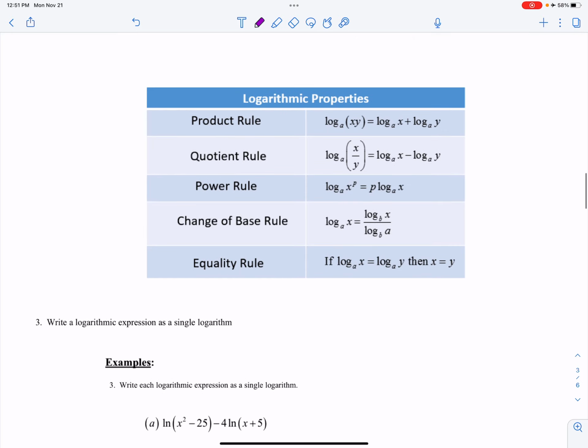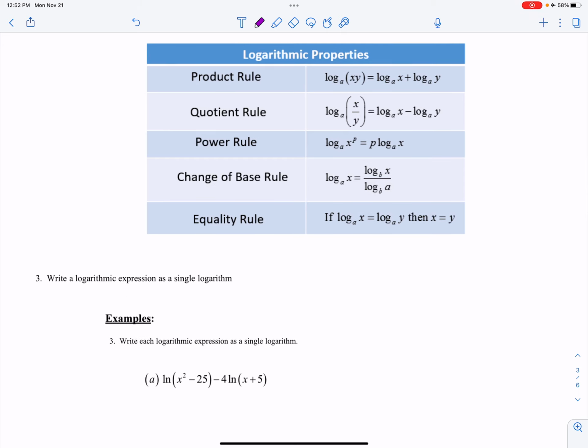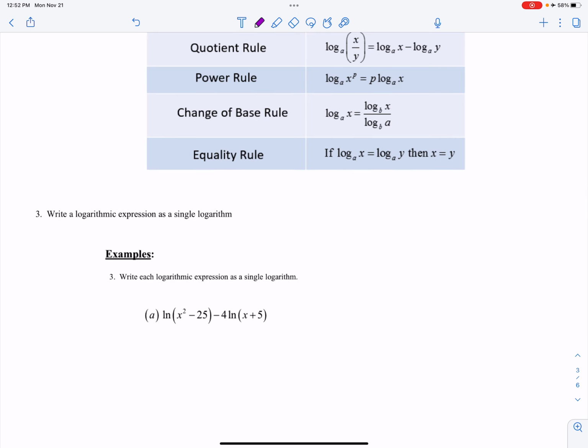Now, can we go the other way? Can we take one that's all spread out, that's all expanded, that's all sums and differences, and rewrite it as one single logarithm? Well, let's try it. We're going to continue to use our log properties to write an expression as a single logarithm, our third objective for today. So write each logarithm as a single logarithm. Here we have the natural log of x squared minus 25 minus 4 natural log x plus 5.